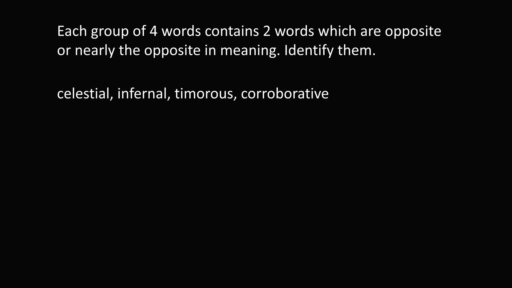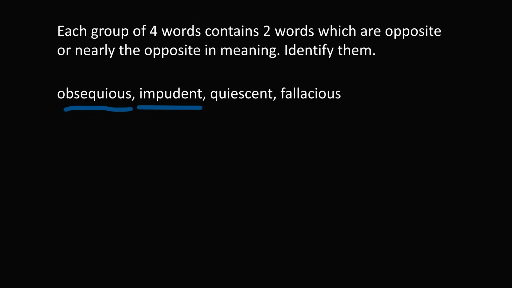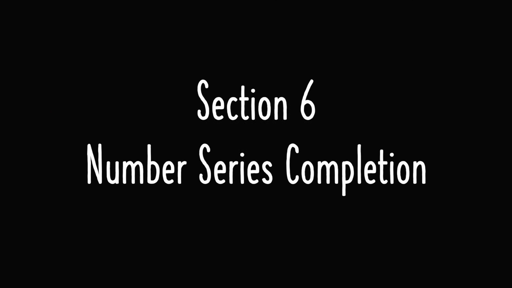Here's another question. Celestial, infernal, timorous, corroborative. The vocabulary has increased. I believe the 2 antonyms would be celestial, referring to the stars, and infernal. Here's another question. Obsequious, impudent, quiescent, and fallacious. This one was a lot trickier. I believe the correct answer is obsequious, someone who is following, and impudent, someone who would be rude and would not follow. Now let's go to the next section, which is number series completion.